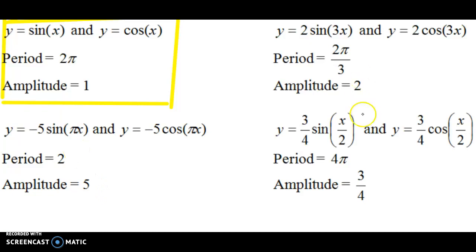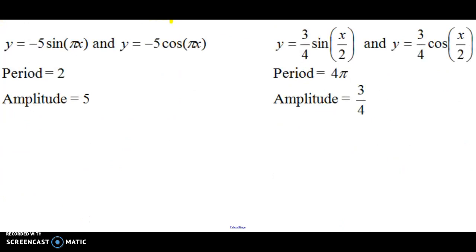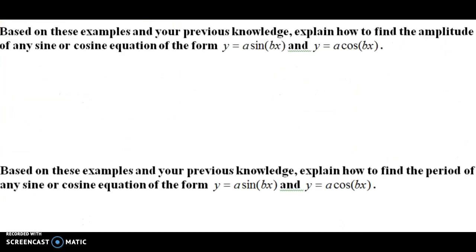So now comparing these three examples to, like I said, this parent, I have a question for you. Where did that slide go? There it is. Okay, here's my question. Based on these examples and your previous knowledge, explain how to find the amplitude of any sine or cosine equation in this form. Likewise, I'd like you to explain how to find the period using this form. So go ahead, write down an answer, and then we'll see if you're right.